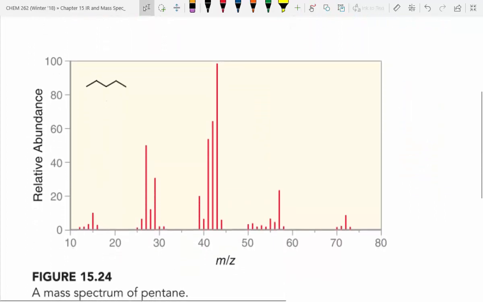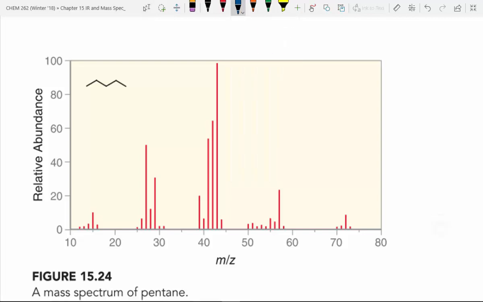So this is an example of n-pentane, so unbranched pentane. And you can see this is what a spectrum looks like for n-pentane. And the first thing I always do is I look for my parent peak. So where do you guys think that's going to be? Yeah, it's got to be all the way over here. So this is our radical cation peak. That essentially tells you the molecular weight of n-pentane, right?